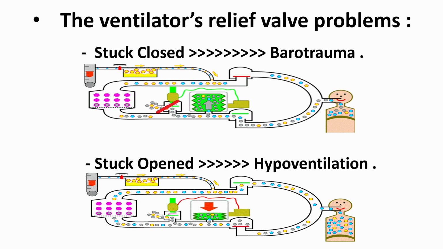Regarding the problems in the ventilator relief valve, which is acting like the APL valve in spontaneous ventilation. If it's stuck closed, it will cause barotrauma. It will not release the pressure inside the circuit. If it's stuck open, it will cause hypoventilation, because during inspiration and expiration, it allows leak to come outside, which will make less fresh gas flow, or less gas, stay inside this circuit. So it will allow hypoventilation and could be associated with hypoxia.